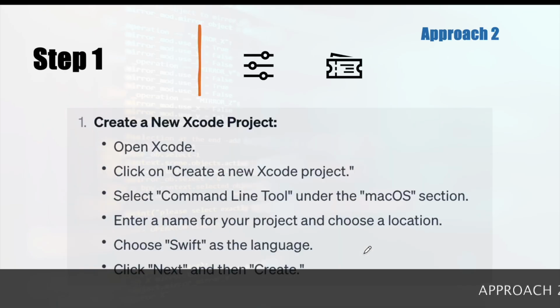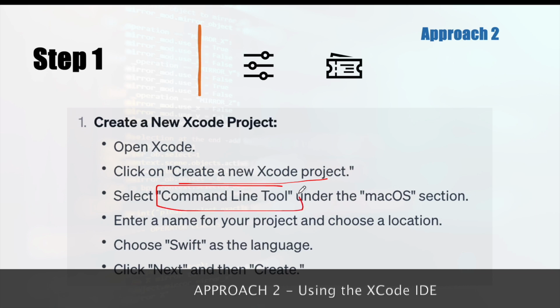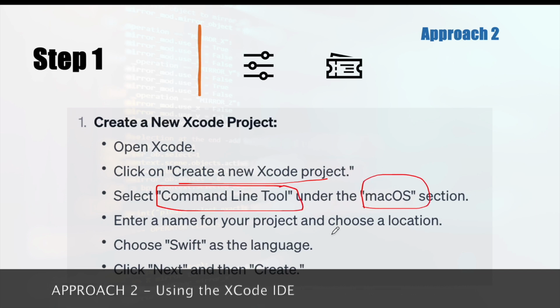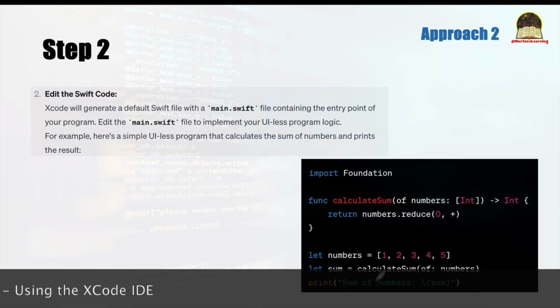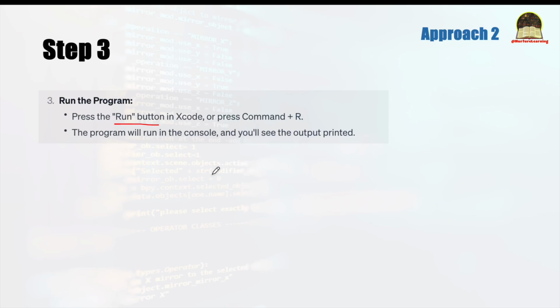This is the other approach. In this approach, we will be opening Xcode. In Xcode, when we create a new project, we shall be creating a command line tool under the macOS section. Then you can select Swift as the language and click next. Post this, you will get a main.swift, and that main.swift is where you have to write the code. And like you run any other program, you can press Command R or press the run button to execute the program. So let's see it in action now.